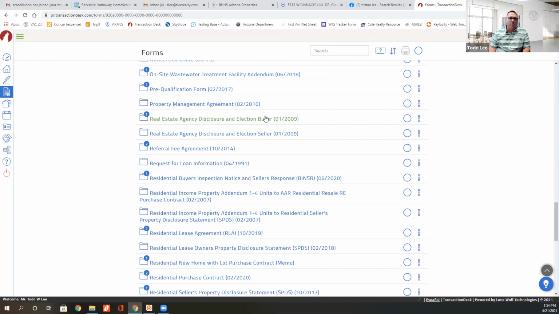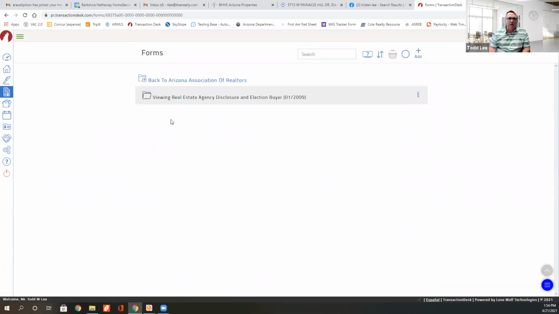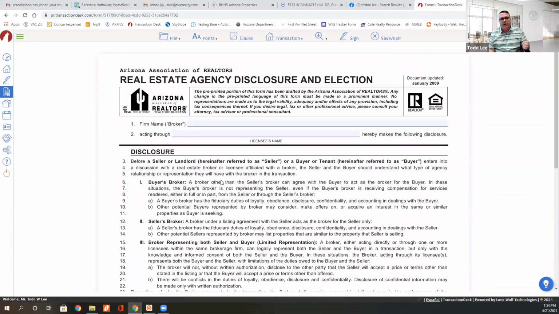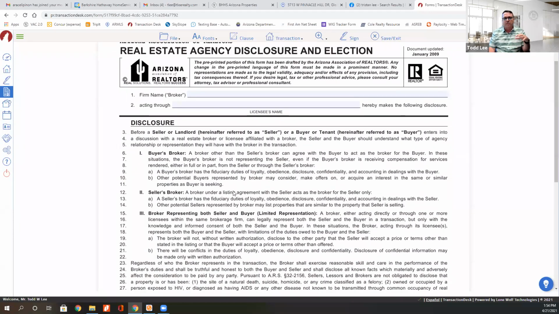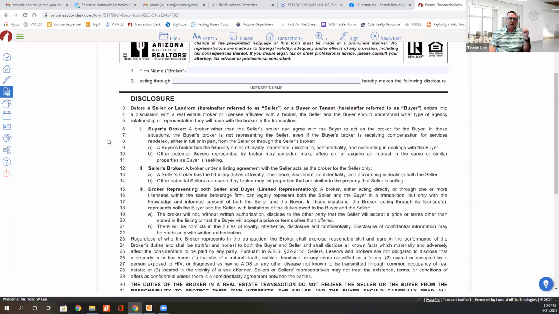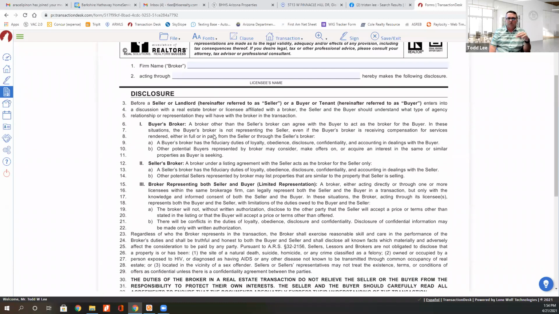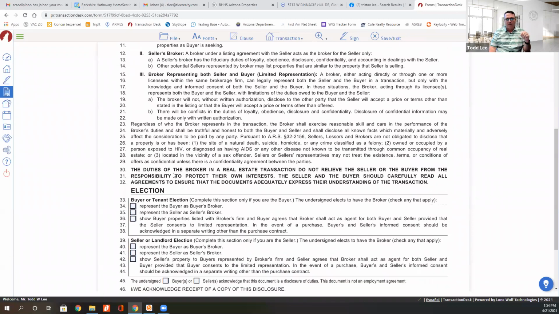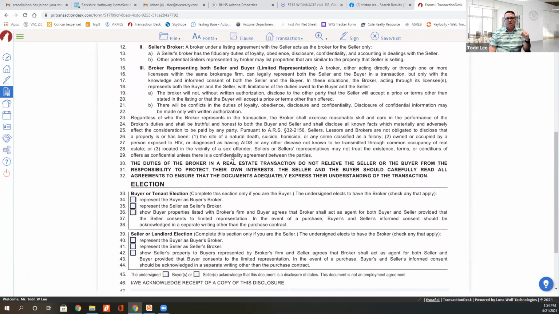So we've got one in here for the buyer and for the seller. I'm just going to pull the buyer one up. It's not that they're any different, other than some slight differences, but it's mainly one for buyer, one for seller. So information up there: buyer's broker and how you're representing them, seller's broker and how you would represent them. If you're representing both parties, how that would happen in there.